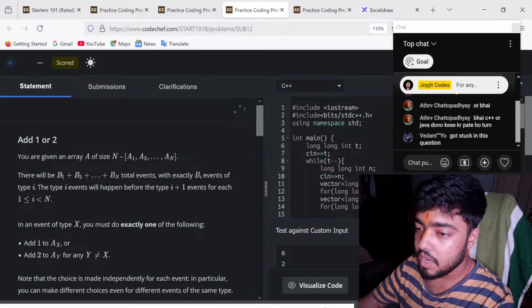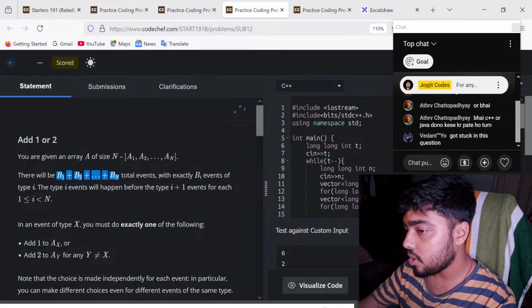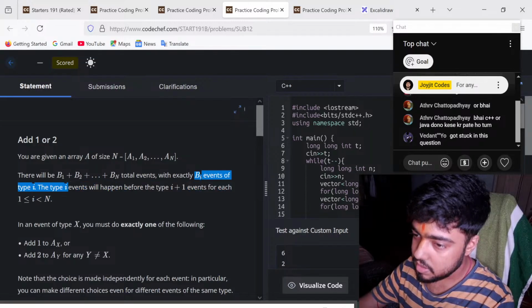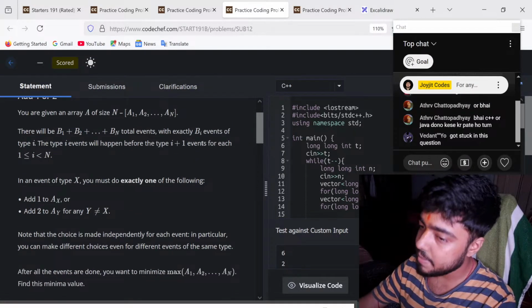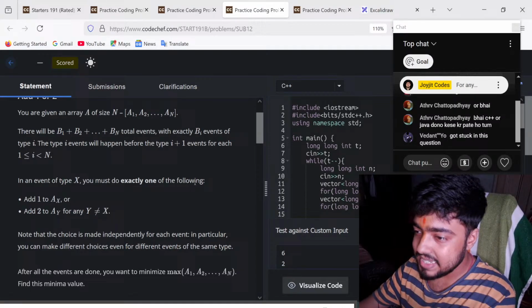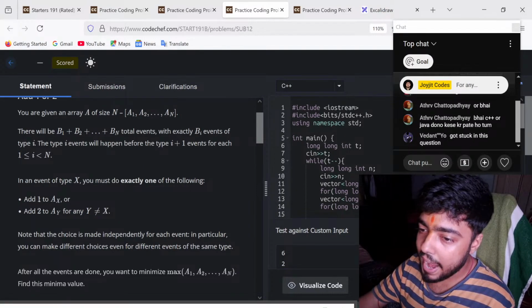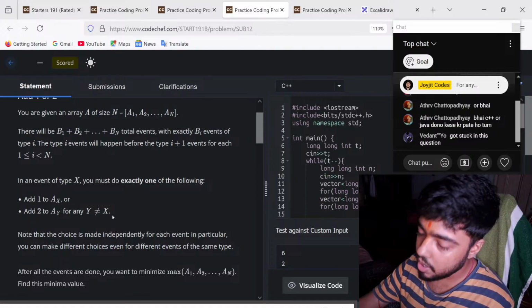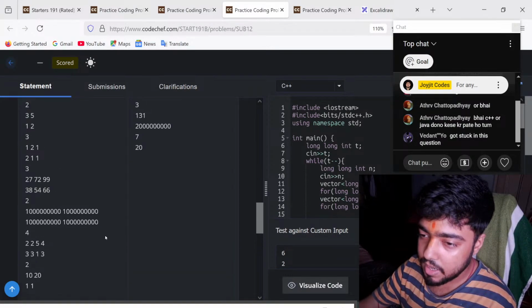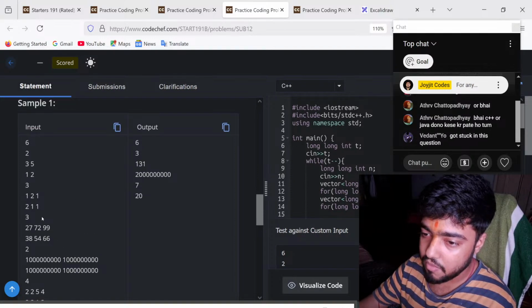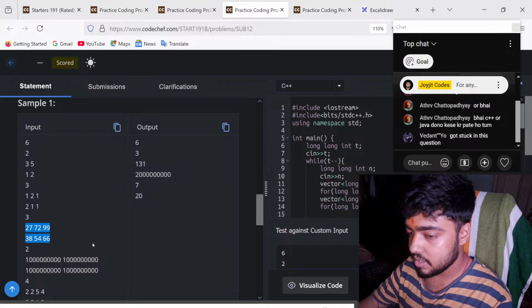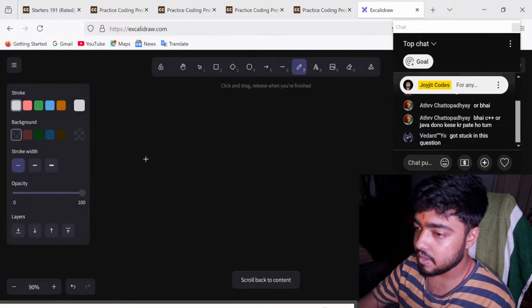See the question. There will be B1 till Bn total events with exactly B of I events of type I. The type I events will happen before type I plus 1, because that is in a sequential manner. In an event of type X, you must do exactly one of the following: add 1 to A of X or add 2 to A of Y. I think it will be better to check with some example what they are trying to convey. This is a very good example to explain.